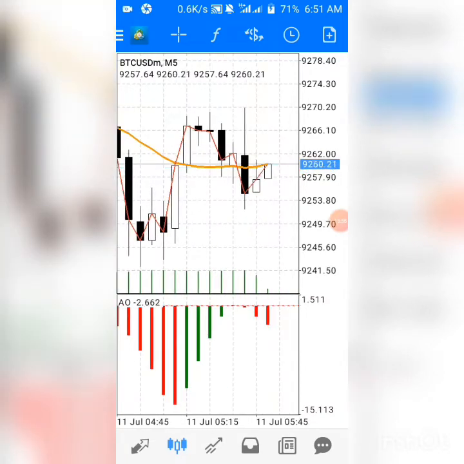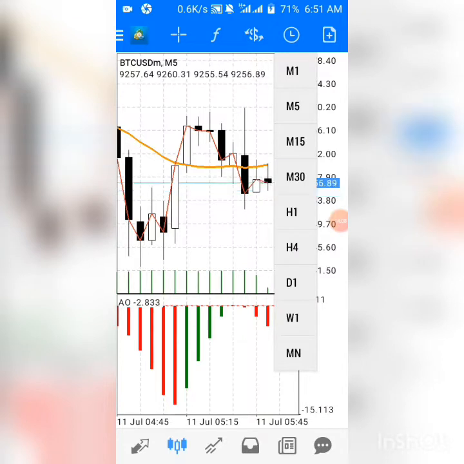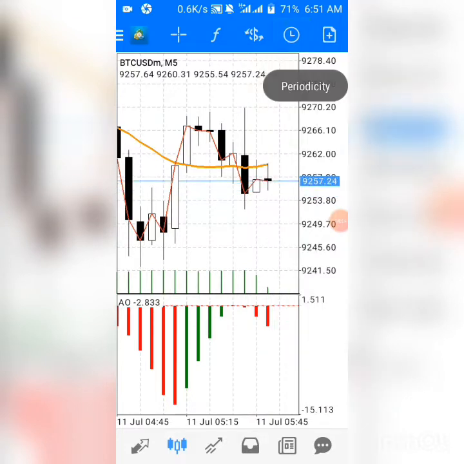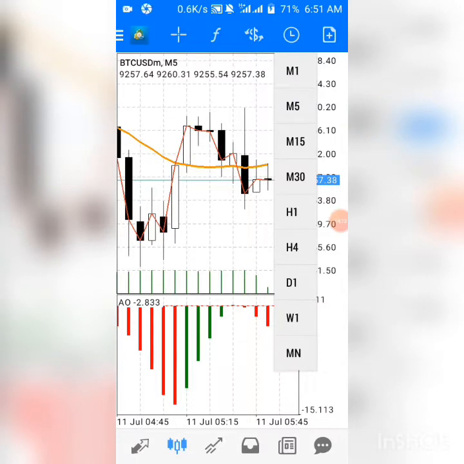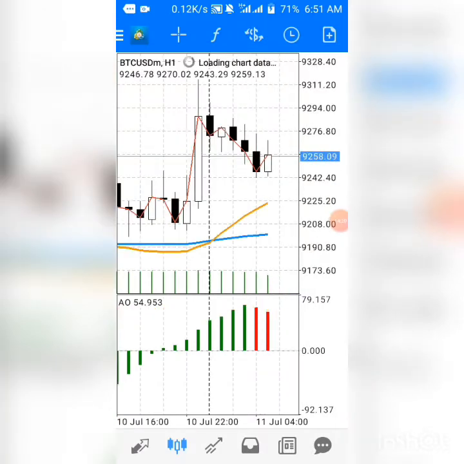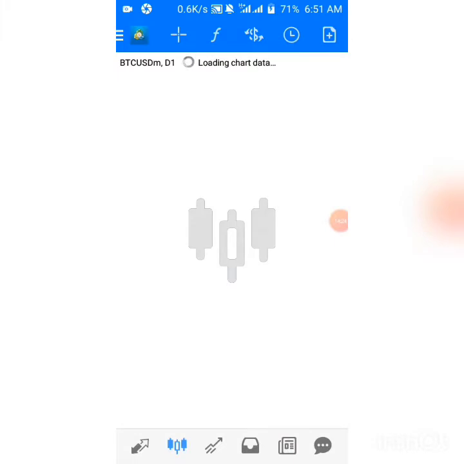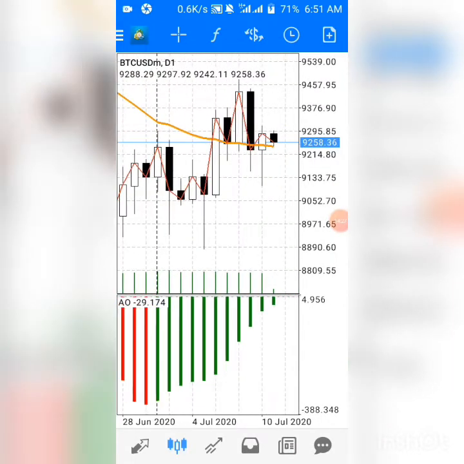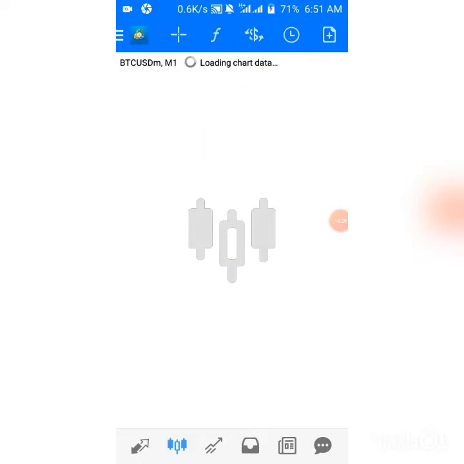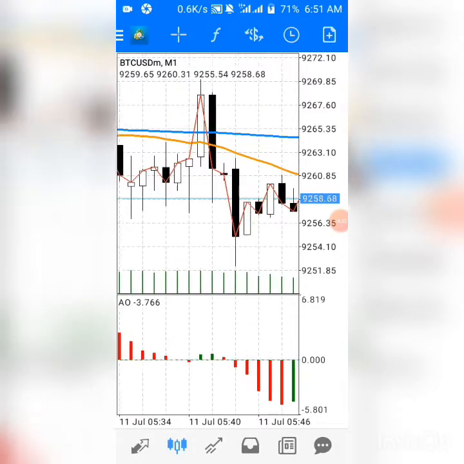Now that's that. So at the top of the screen, we have the crosshair, the indicators, the symbol, and then the time frame, periodicity. From here I can select any time frame that I desire. Like I can select the 1 hour time frame, I can select the daily time frame, and I can select the 1 minute time frame.